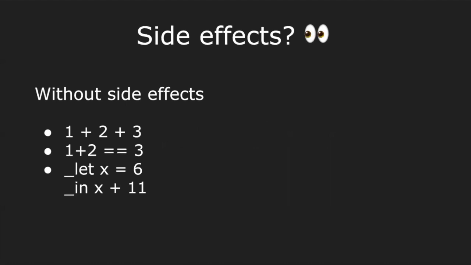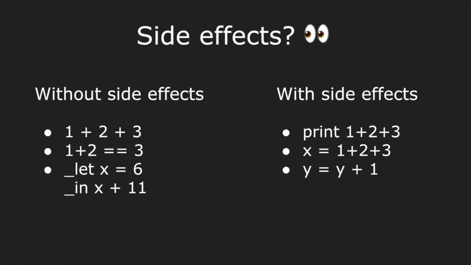The second new feature is related to the notion of side effects. An expression is said to have side effects if it changes or modifies something besides computing a value. So for example, 1 plus 2 plus 3 has no side effects. It just evaluates and returns 6. It doesn't change or modify anything else. But the print function has side effects because it prints something in the console. It changes the state of the console.